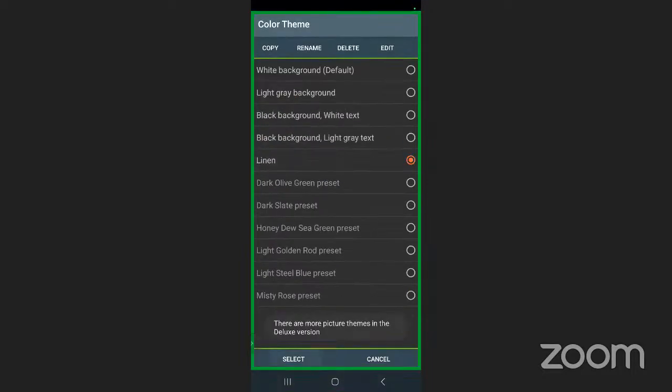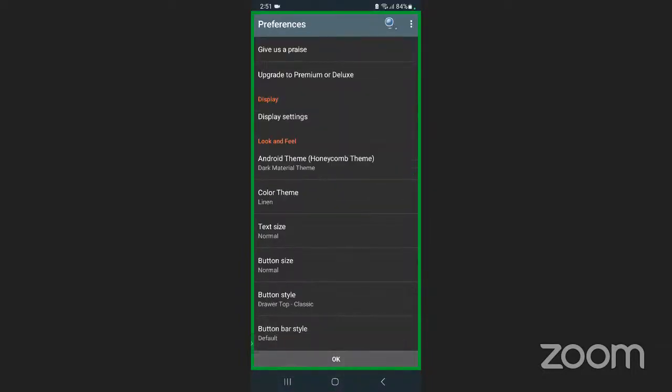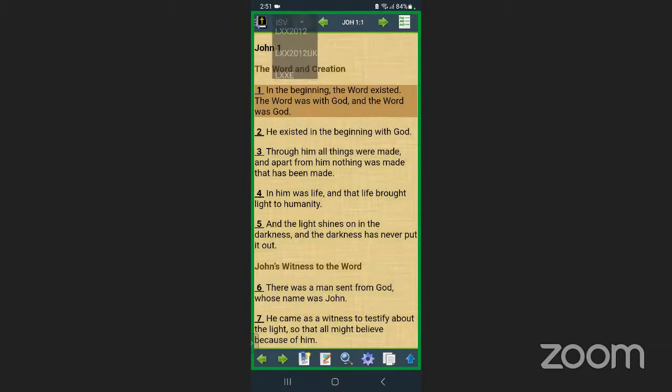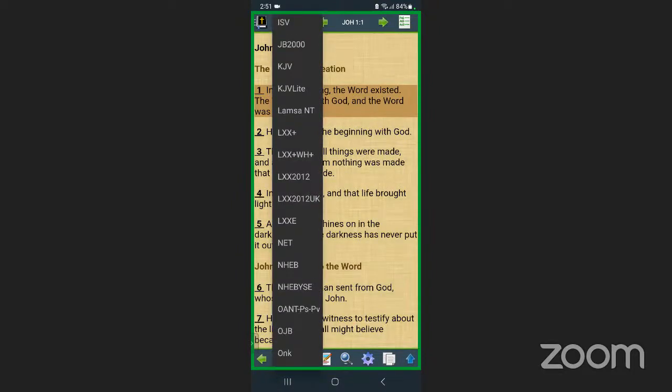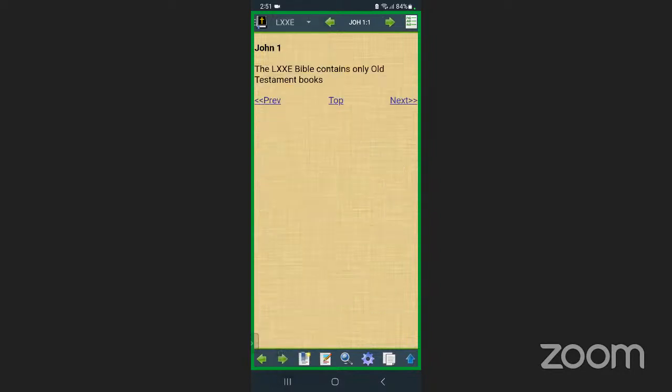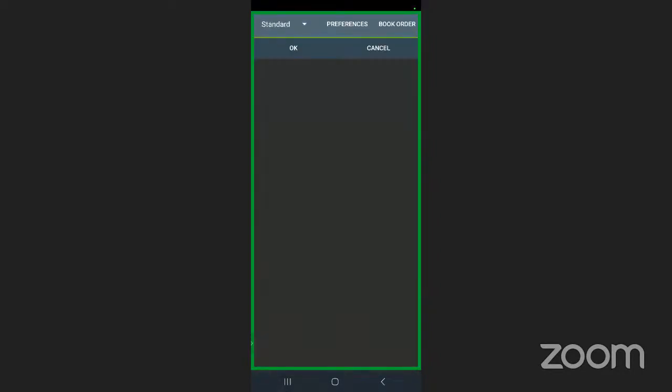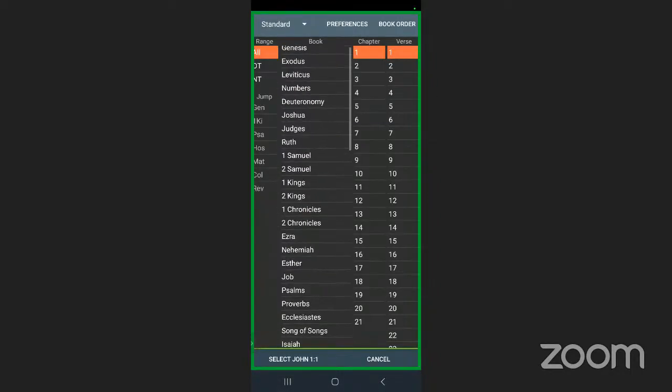I like the linen color. I'll click on that. Okay, all right, so LXXE, where are you? All right, so go to Deuteronomy 8.